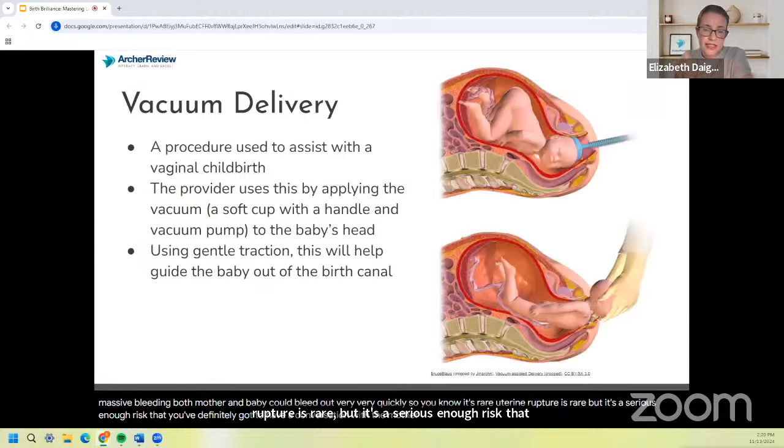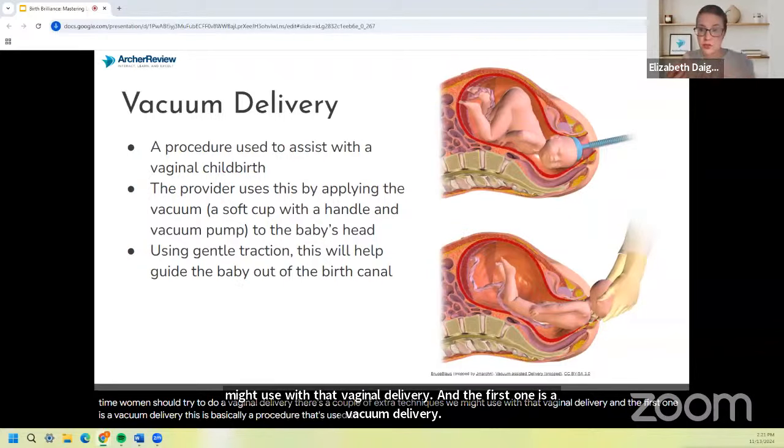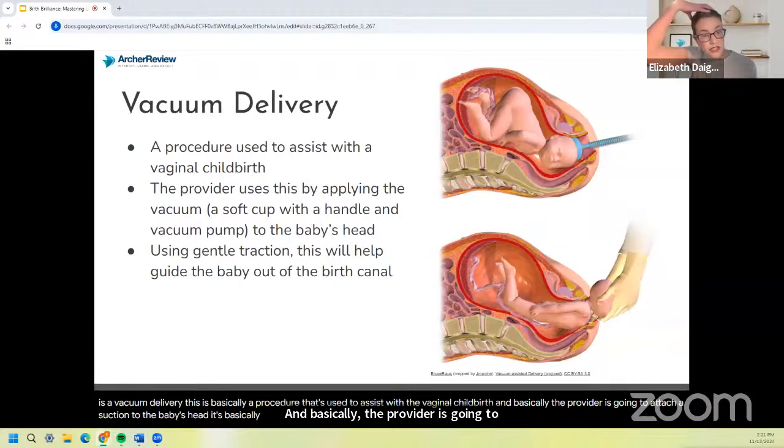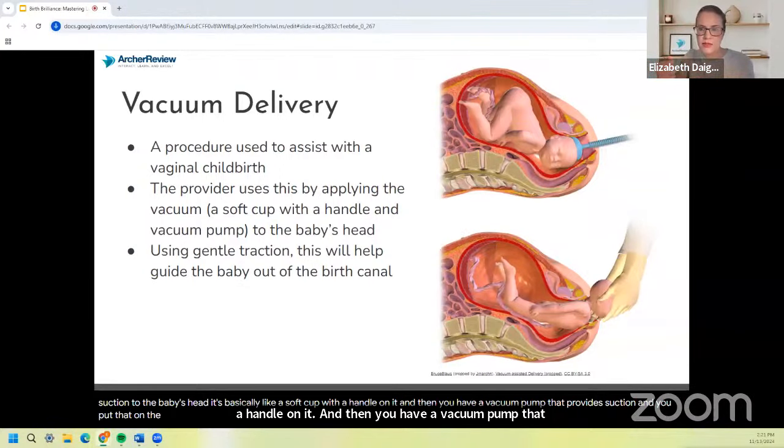Now, if you decide to have a vaginal delivery, and of course, most of the time women should try to do a vaginal delivery, there's a couple extra techniques we might use with that vaginal delivery. And the first one is a vacuum delivery. This is basically a procedure that's used to assist with the vaginal childbirth. And basically, the provider is going to attach a suction to the baby's head. It's basically like a soft cup with a handle on it. And then you have a vacuum pump that provides suction, and you put that on the baby's head, you suction that on, and then you just gently pull.